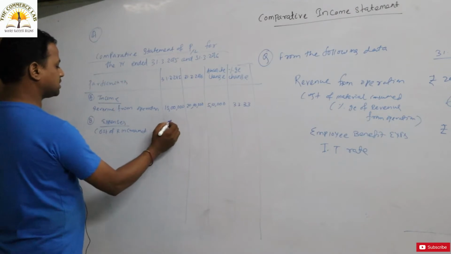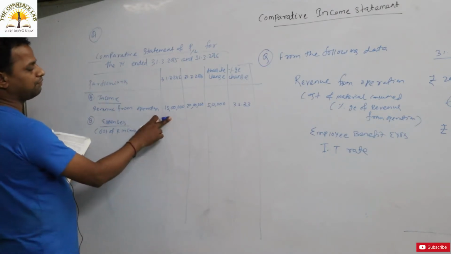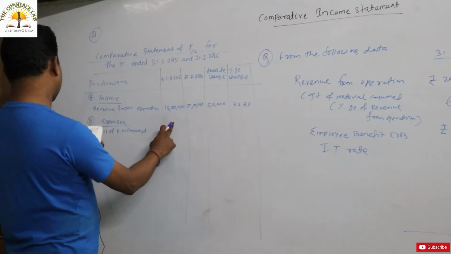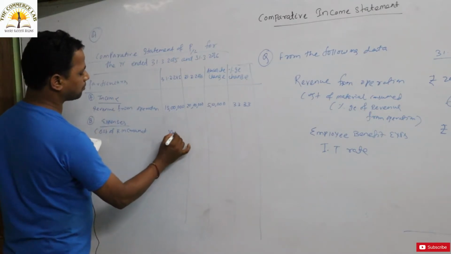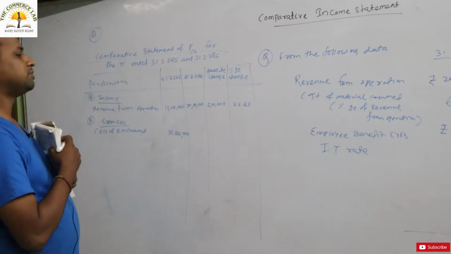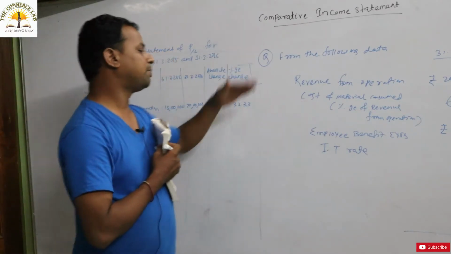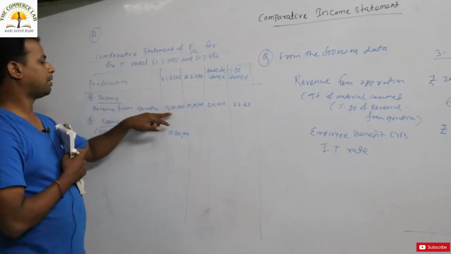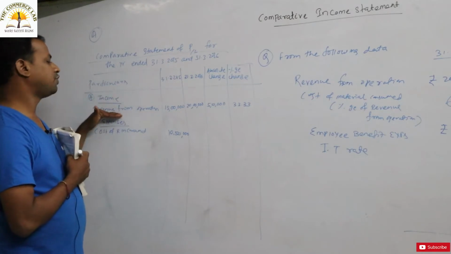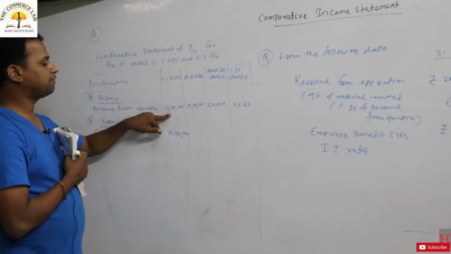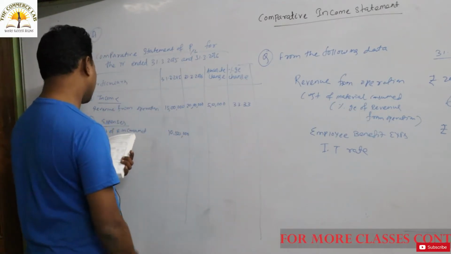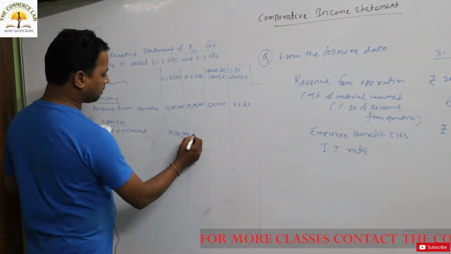So 70% of 15 lakh. So how much is 70% of 15 lakh? That is 10 lakh 50,000. Okay. So the cost of raw material consumed is given as a percentage of revenue from operation. This is the revenue from operation, so that is the percentage of that revenue from operation. So 70% of 15 lakh, that is 10 lakh 50,000. Then 60% of 20 lakh. So 60% of 20 lakh, that will come how much?